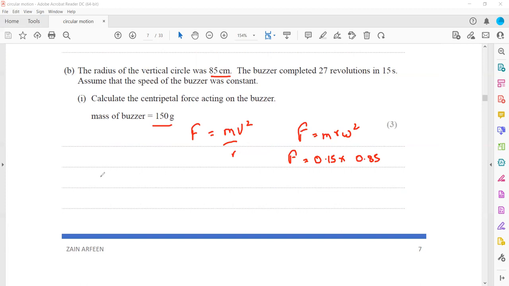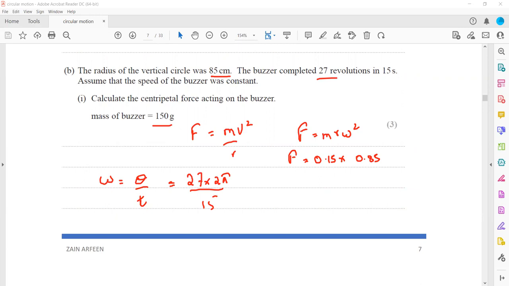And what is omega? Omega is theta divided by t, and this should always be in radians per second. Theta: it completes 27 revolutions. In one revolution, there are 2 pi radians. So in 27 revolutions, it will be 27 into 2 pi, divided by the total time. How much time did it take? It took 15. So this will give us the value of omega. Omega is equal to 2 pi into 27. Why 27? Because there are 27 revolutions. That's why we multiply by 27 and divide by 15.